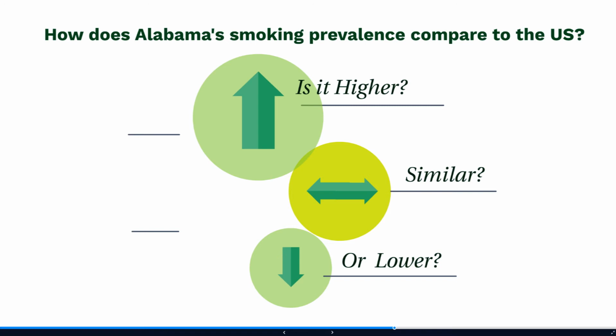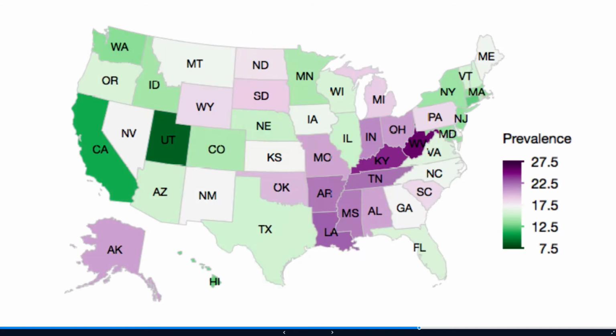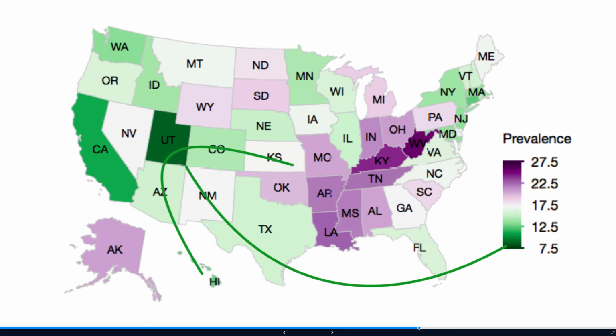Or is it lower? Well, we know already from the prior infographic, according to the CDC, that smoking is higher in the Midwest and the South. But does that also mean that Alabama's smoking prevalence is higher compared to the rest of the United States? In taking a look at this map of the United States, we can see the key on the right has the prevalence of smoking by state. Darker colors in the purple range indicate higher prevalence of smoking, and lighter colors in the middle down to darker colors in the green with the lowest prevalence of smoking.